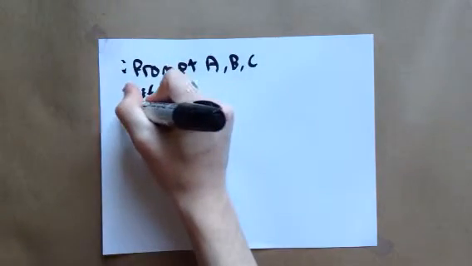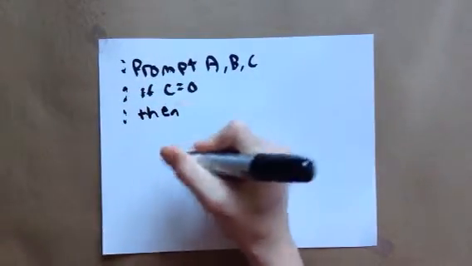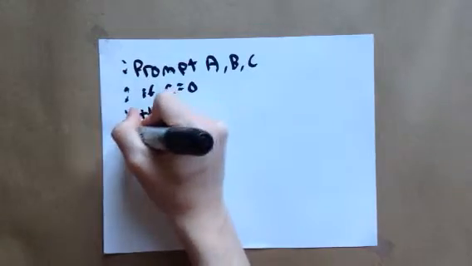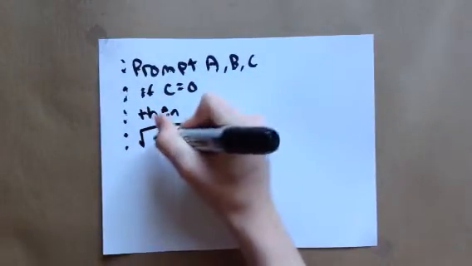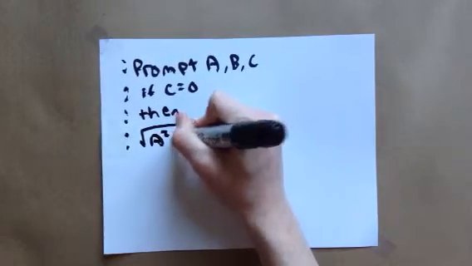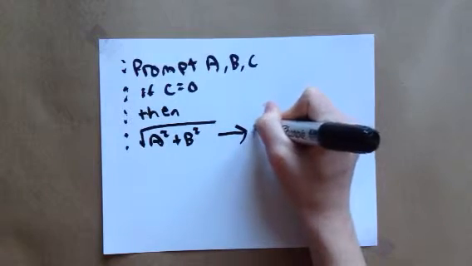So, if C equals 0, then, it's quite a long line of code, the next line of code is the square root of A squared plus B squared, and then we're going to store that as C.